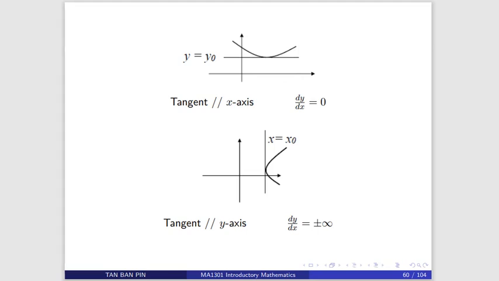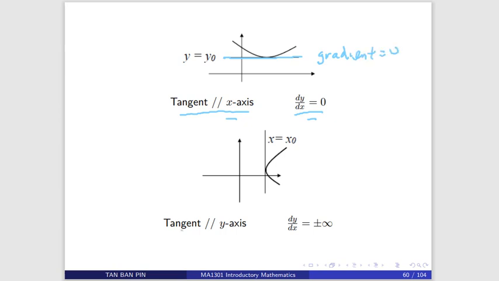We are going to look at two special types of tangent line. If you are asked to find a tangent parallel to the x-axis, then you consider dy/dx equal to 0. If the tangent line is parallel to the x-axis, then dy/dx is 0 because the gradient will be 0. Any line that is parallel to the x-axis has gradient 0. So the gradient is actually 0.